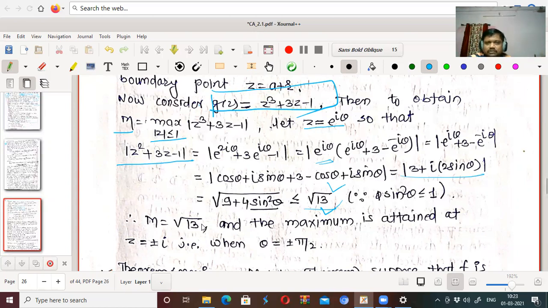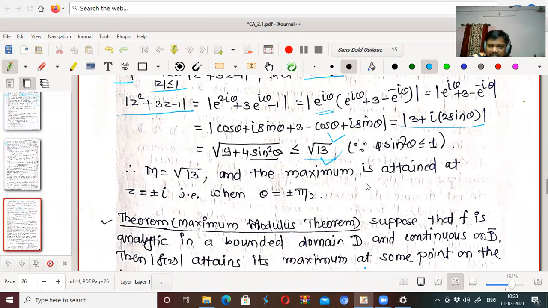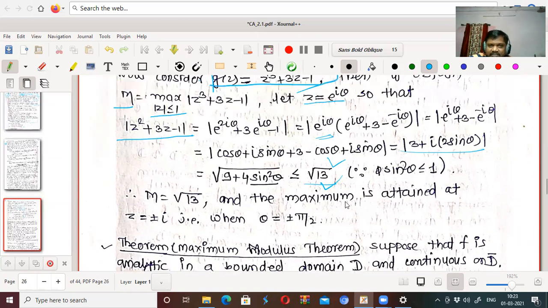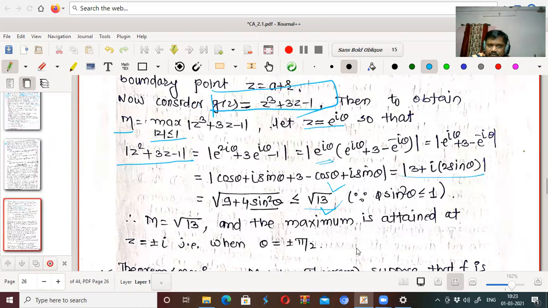So m equals square root of 13, and where is the maximum value obtained? It is obtained at z equal to plus or minus i, when theta is equal to plus or minus pi by 2. So the maximum value is square root of 13, and it is obtained when theta is pi by 2, that is z equal to plus or minus i. Okay, that is the case.